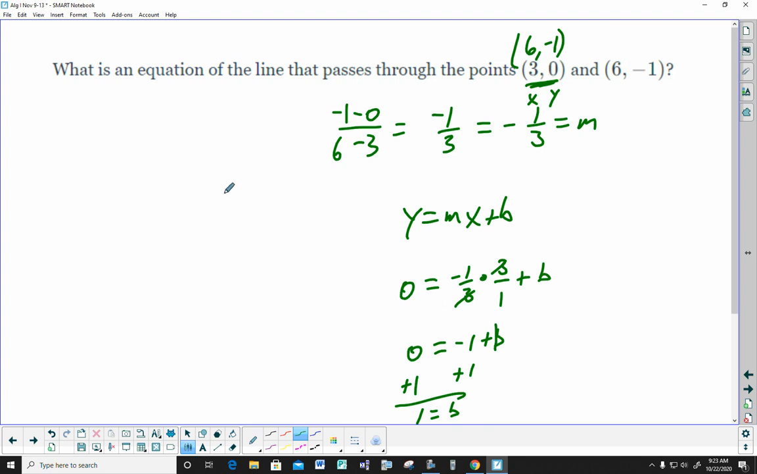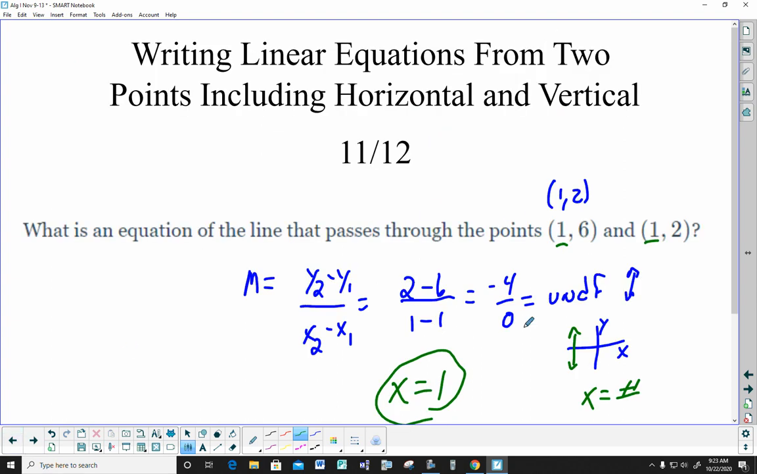So your final answer, y is equal to -1/3 x plus 1, where the y-intercept is 1. That's the answer to your equation. Okay? So the thing to remember on these, when you have a horizontal or vertical line, remember what their equations look like. So for horizontal lines, the slope is 0, and the equation looks like y is equal to some number.